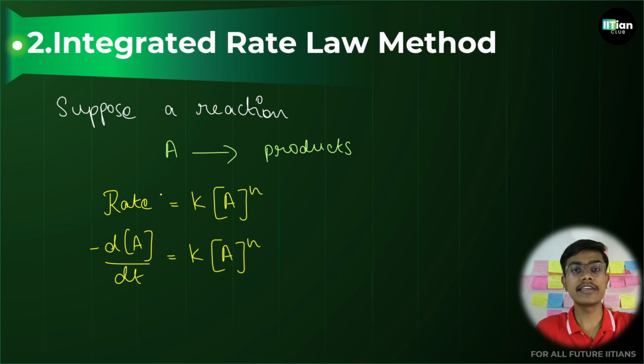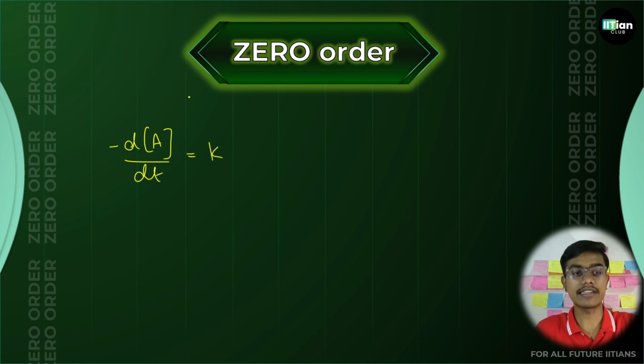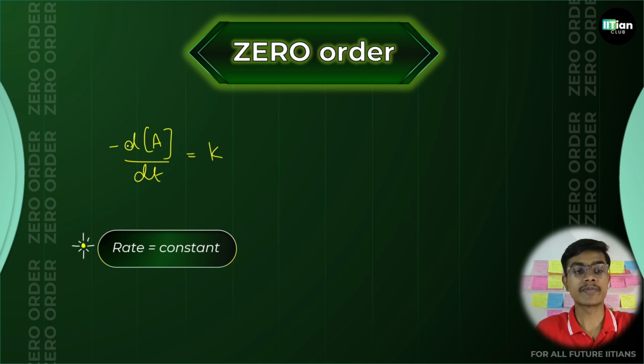Suppose we are considering the zero order reaction. N will be 0, and for the first order reaction N will be 1. Now we will be looking into the zero order reaction. For zero order, minus dA by dt is equal to K, because N becomes 0 and concentration of A to the power 0 becomes 1, so K into 1. So it will be K. And here we will be seeing that rate is constant. Rate is constant in the sense it does not depend upon the concentration. We will be seeing that in a first order reaction, rate will depend on the concentration of A. In a zero order reaction, rate is constant.